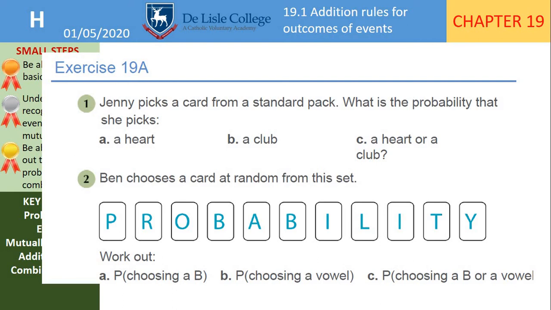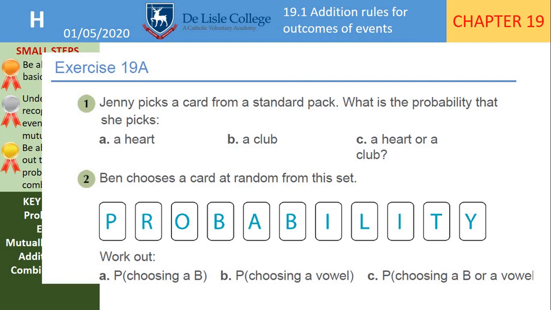So question 1, Jenny picks a card from a standard pack of playing cards. What is the probability that she picks A heart? Now remember, in a standard pack of playing cards there are 52 cards. 13 hearts, 13 diamonds, 13 spades and 13 clubs. If you're unsure of this, it might be an idea to go away and do a little bit of research on what a pack of playing cards consists of. So the probability of picking a heart, there are 13 hearts out of 52. This cancels to a quarter of the cards.